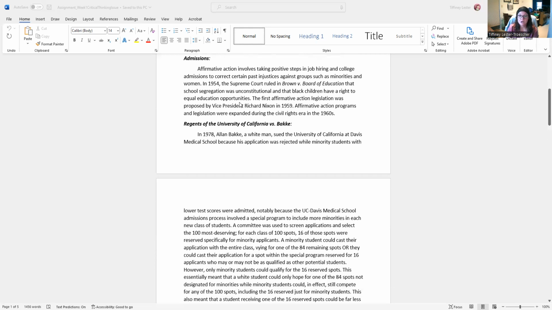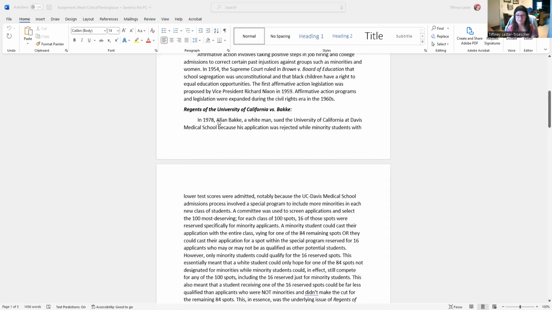The first thing I want to do is talk about the Regents of the University of California versus Bakke. In 1978, Alan Bakke, a white man, sued the University of California at Davis Medical School because his application was rejected while minority students with lower test scores were admitted. Notably, UC Davis Medical School's admissions process involved a special program to include more minorities in each new class of students. Now, an initiative to include more minorities in every incoming class, on the surface, is not a bad thing, right? It doesn't sound like a bad thing.